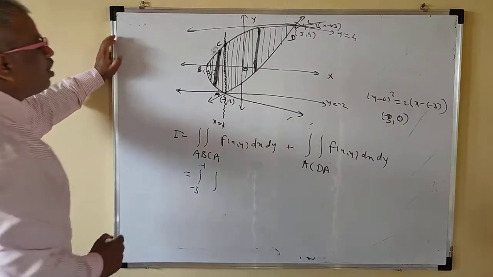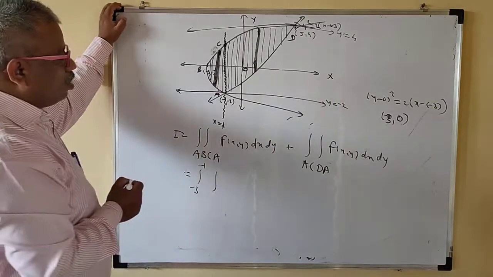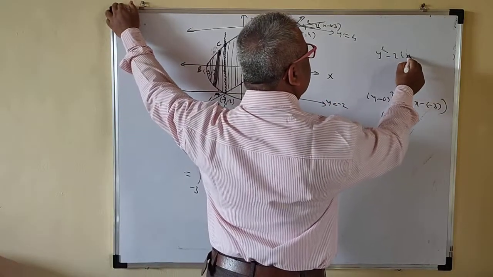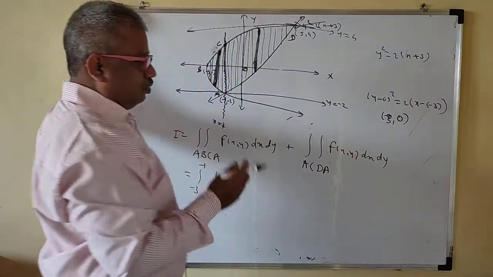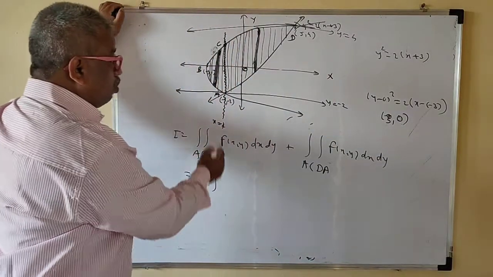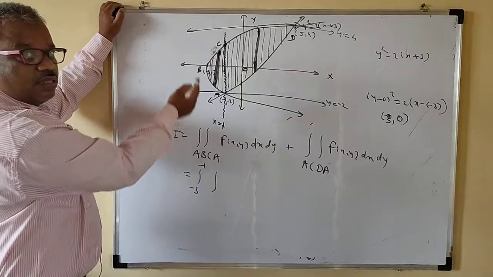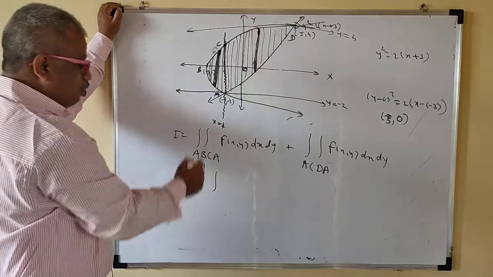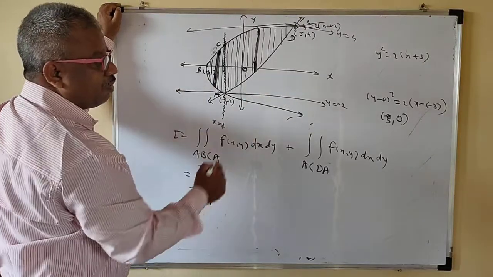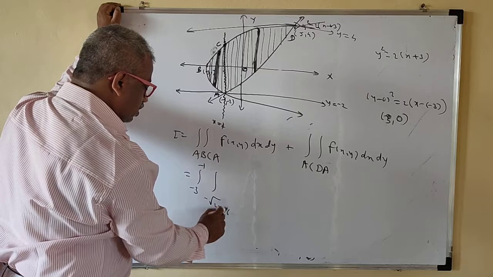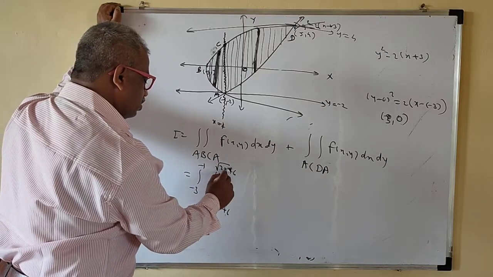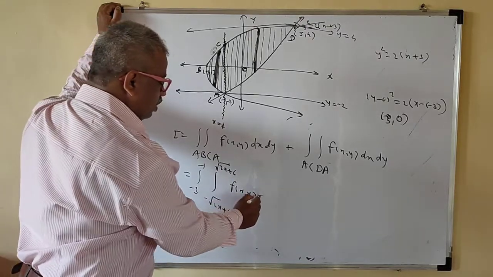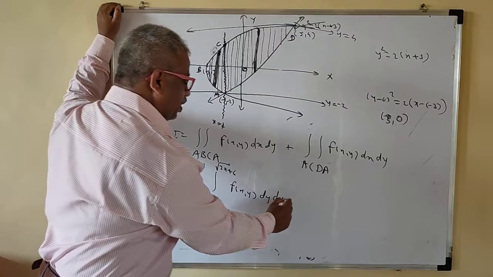And the limits of y now: y from the lower curve. Here y square is equal to 2 into x plus 3, so y is plus or minus the root of this. Same here, parabola to parabola. So y is from minus root of twice x plus 6 to plus root of twice x plus 6, of f of x, y. The function is not given, and these are the limits of y.